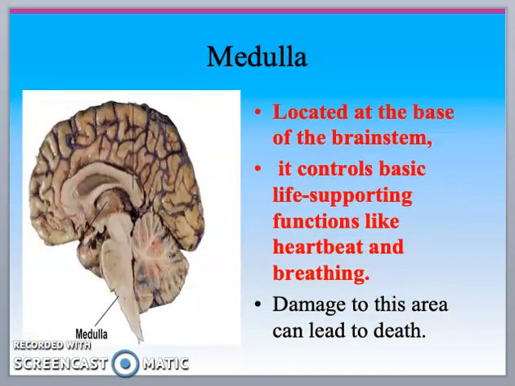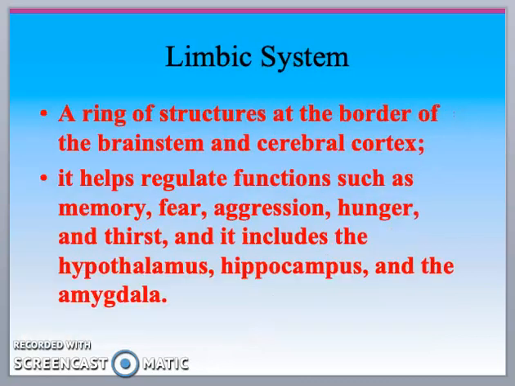The medulla, or if you've ever seen the movie Waterboy, medulla oblongata, deals with your basic life support functions, your heartbeat and your breathing. If something's damaged, it can lead to death. But this also controls anger, jealousy, and aggression.